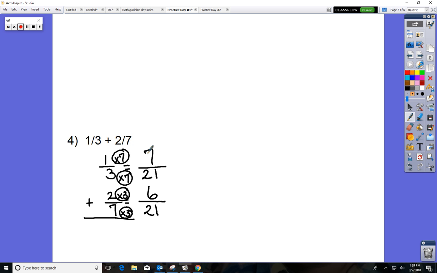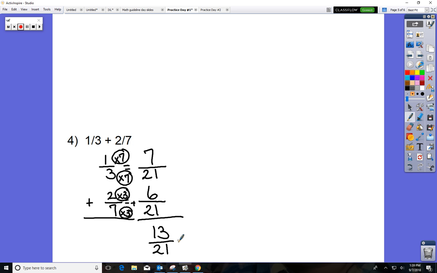Now that they have a common denominator, I'm going to keep that denominator as my denominator, and I'm going to add my numerators together. 7 plus 6 is 13, so this becomes 13/21.